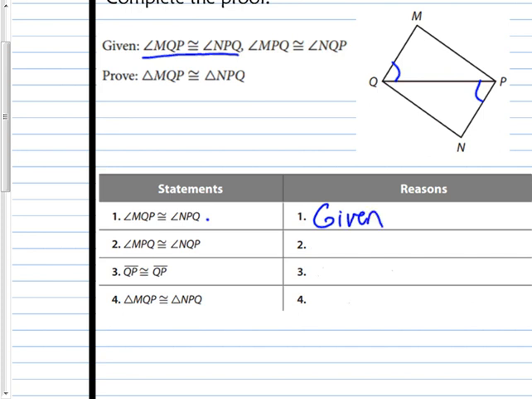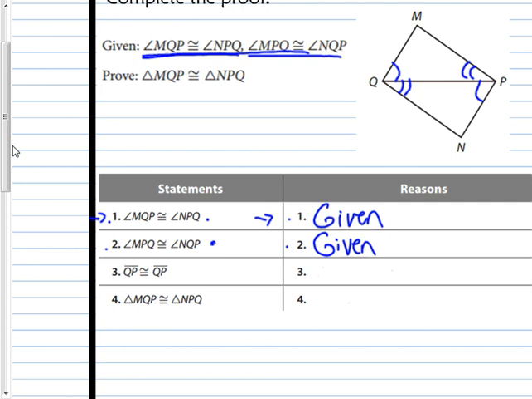Okay? And then the second thing they told us was that angle MPQ, this angle, is congruent to angle NQP, this angle. And as you can see, they put that right here. So that's also the given. Sometimes it's hard to determine if they're going to put all of this on one line and make it all one statement, and so therefore all one given, or if they're going to break it up like they did here and put it as two different statements and two different givens. It's kind of trial and error.